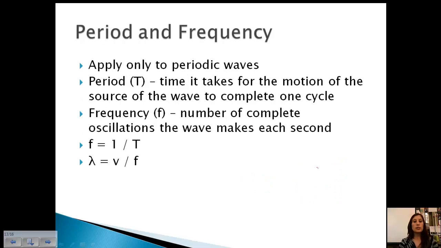Alright, so the last 2 things that we can measure are period and frequency. This applies only to periodic waves.